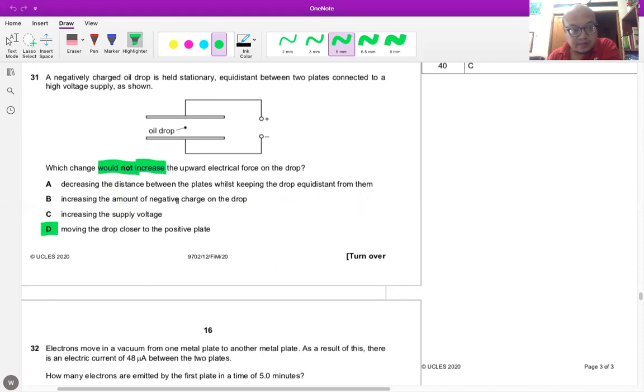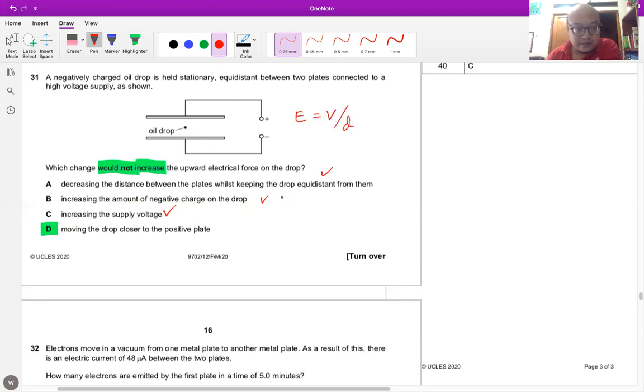Increasing amount negative charge on the drop. Yes, correct. This is correct. Yeah, this is correct also. Increasing the supply voltage is correct, because A equals V over D.